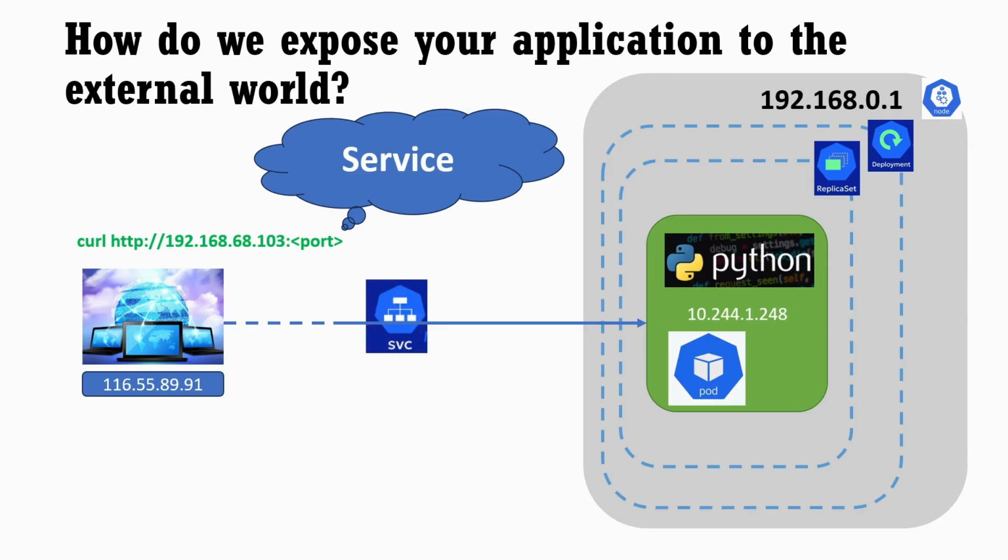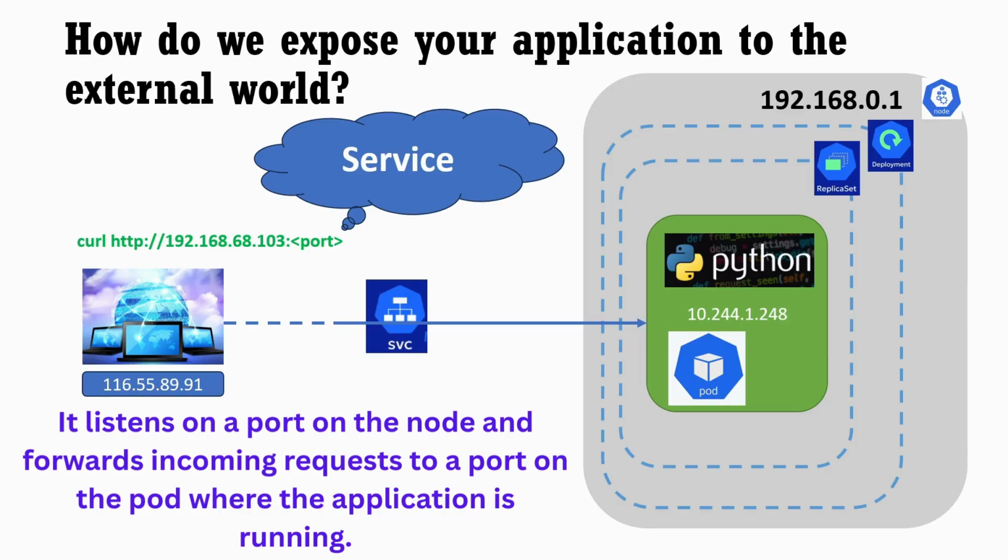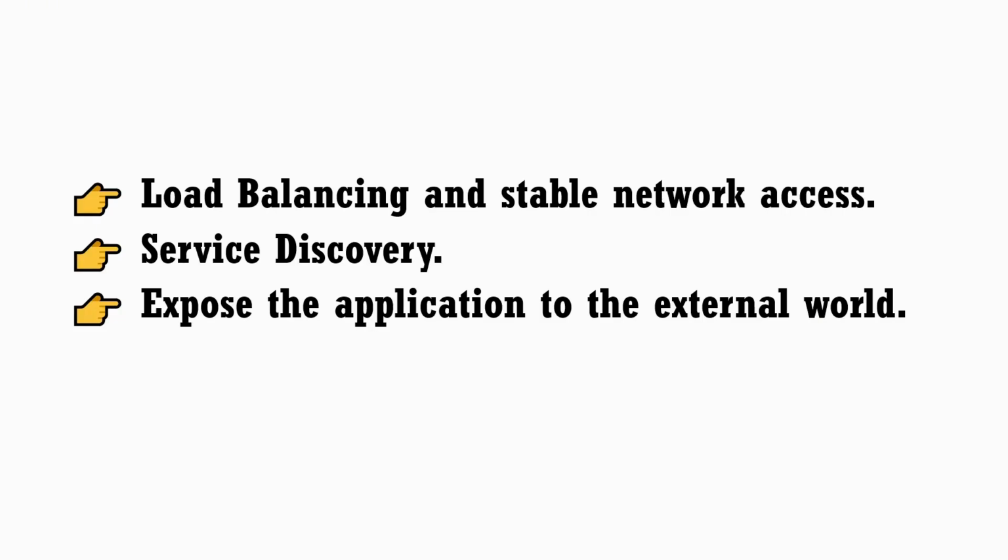A Kubernetes service is an object just like pods, replica sets, deployments. One of the key use cases of a service is it listens on a port on the node and forwards incoming requests to a port on the pod where the application is running. This allows external users to access applications running inside the Kubernetes cluster in a clean and controlled way. So today, we understood what a Kubernetes service is and why we actually need a service in Kubernetes. In the next lecture, we will look at the different types of Kubernetes services and when to use each one.